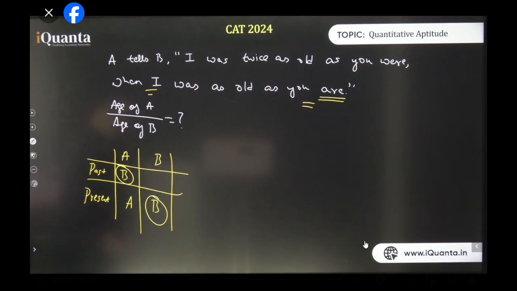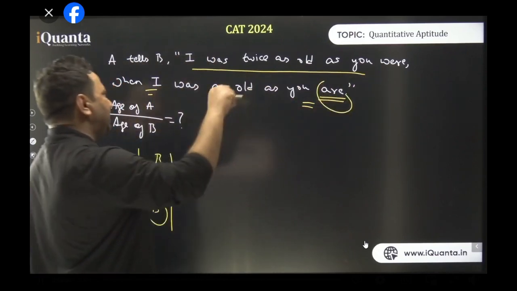Seema, see this. Is this clear or not? Present age I assume to be A and B, and this is the clue to the question. He's saying when I was as old as you are. So whatever you use in present, that was my age in the past. Now look at this. I was twice as old as you were. Both are in past. So we got one past.